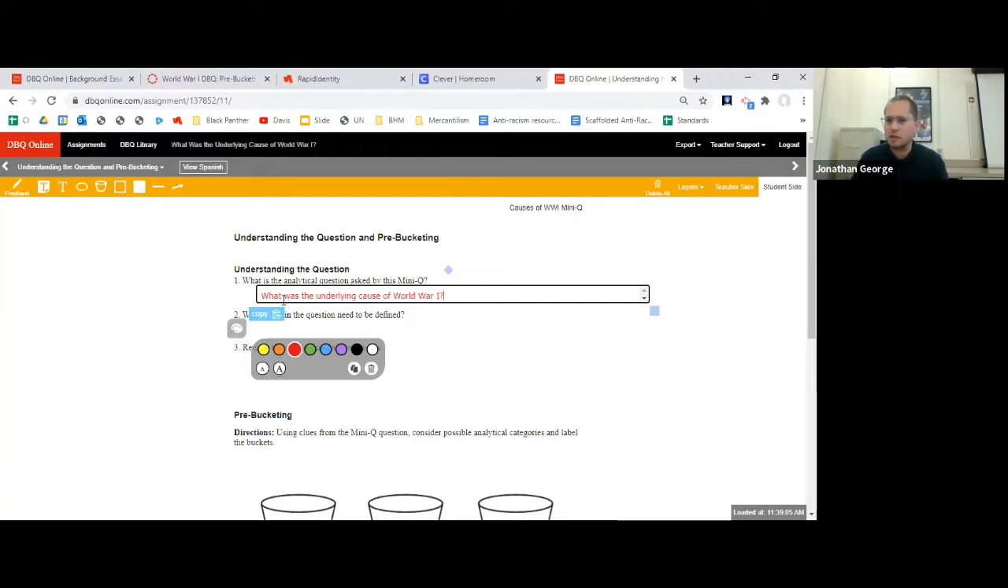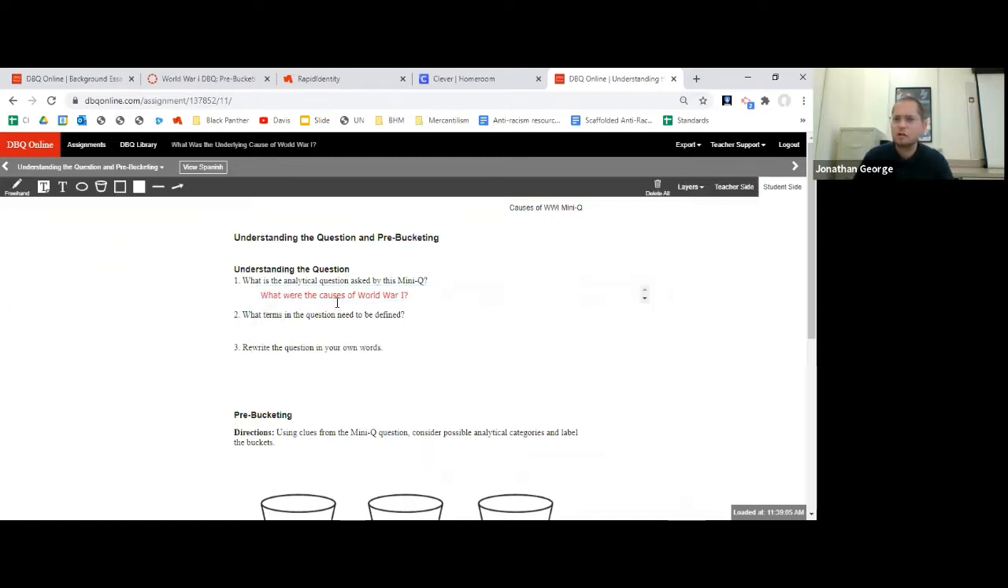That's our analytical question. That's the question that we're trying to answer through this DBQ. And we may simplify it a little bit and just get into what were the causes of World War I instead of what was the underlying cause. So I'm making the decision here. Scrap that. Change it, please. What were the causes of World War I. All right, I'm changing the question on the fly. Okay, that's what I'm getting into. What were the causes of World War I?